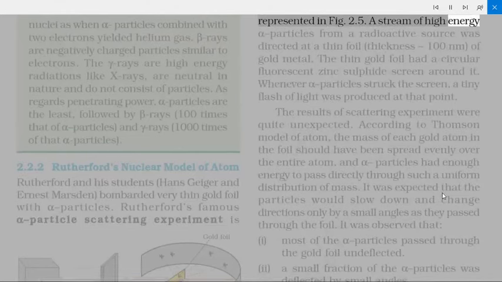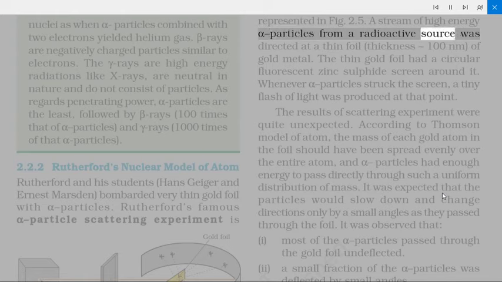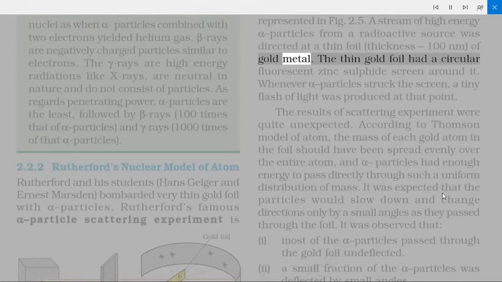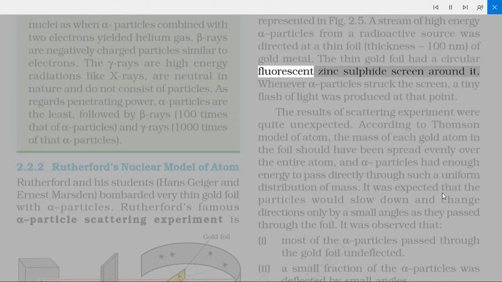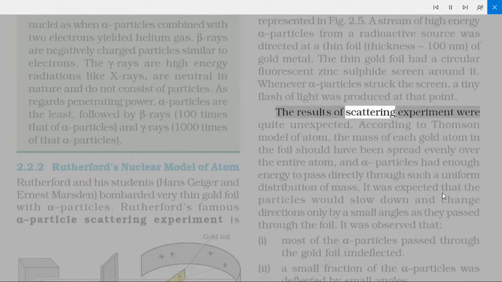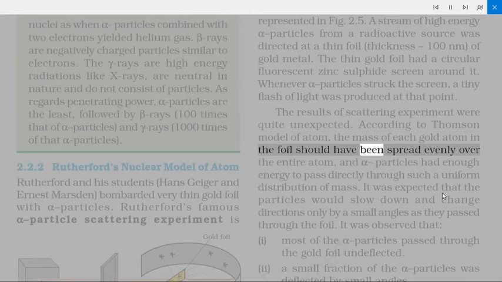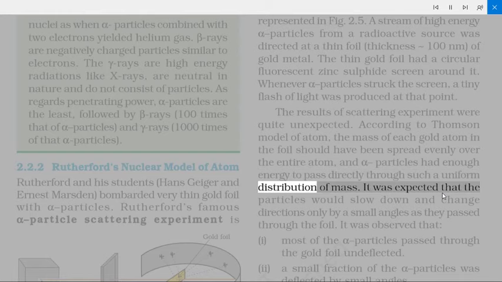A stream of high-energy alpha particles from a radioactive source was directed at a thin foil, thickness 100 nm, of gold metal. The thin gold foil had a circular fluorescent zinc sulfide screen around it. Whenever alpha particles struck the screen, a tiny flash of light was produced at that point. The results of the scattering experiment were quite unexpected. According to the Thomson model of atom, the mass of each gold atom in the foil should have been spread evenly over the entire atom, and alpha particles had enough energy to pass directly through such a uniform distribution of mass.